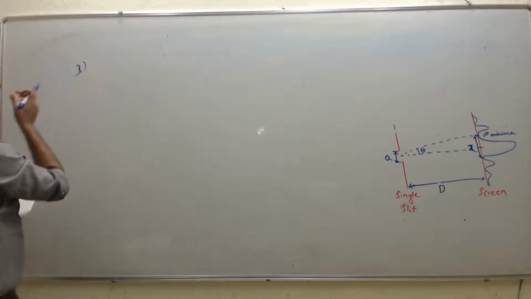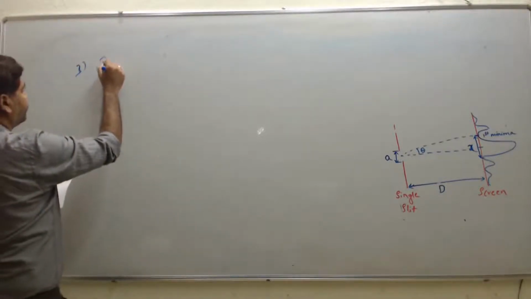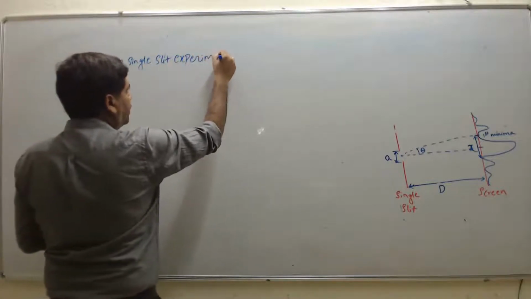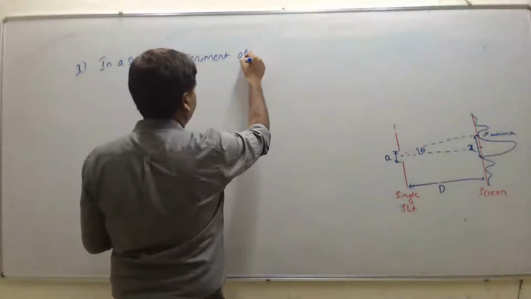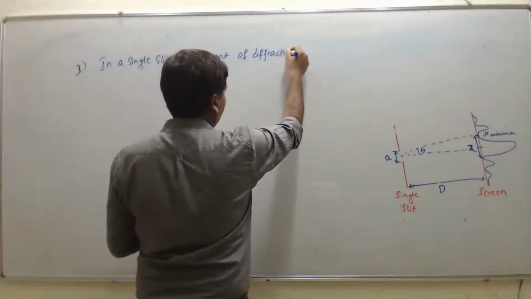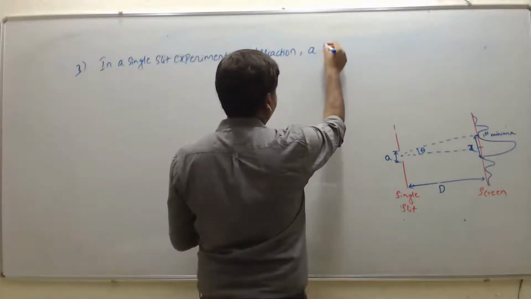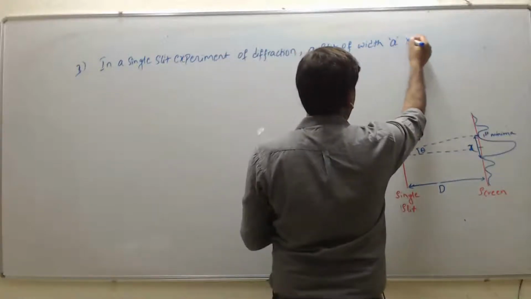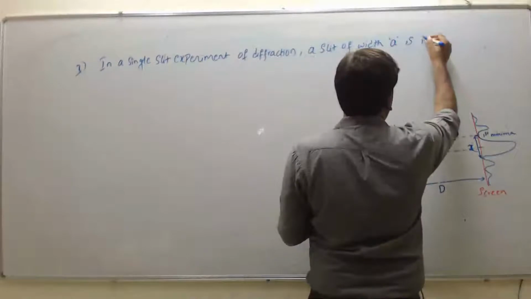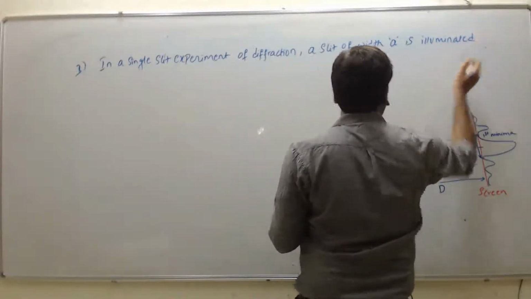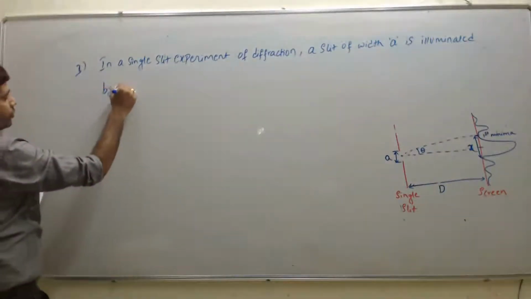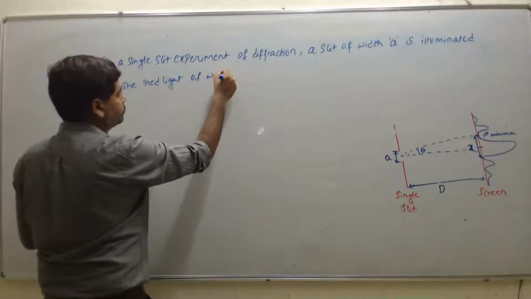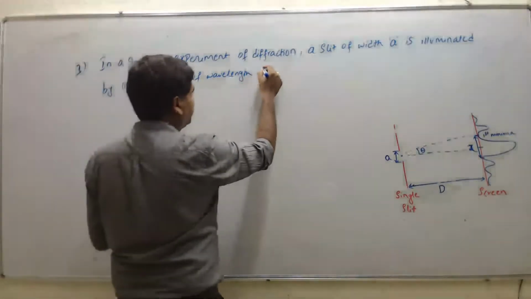So next, the third question. In a single slit experiment of diffraction, a slit of width A is illuminated by red light of wavelength 650 nanometer.